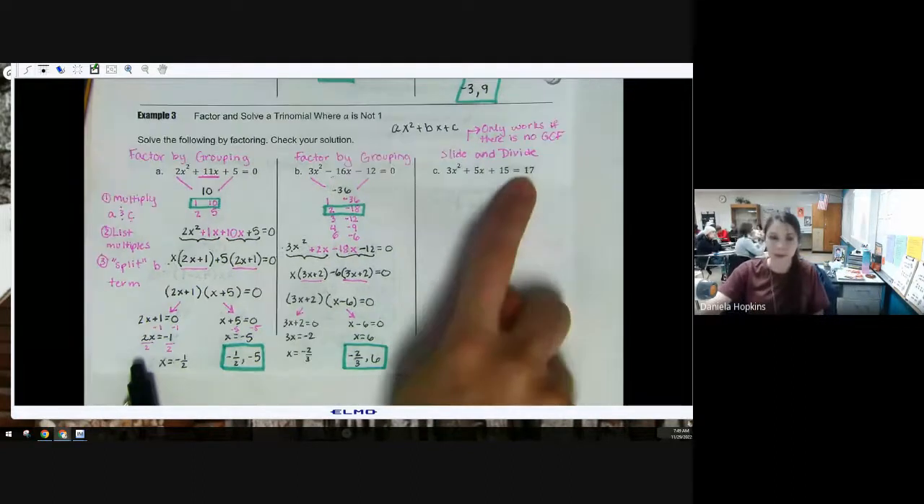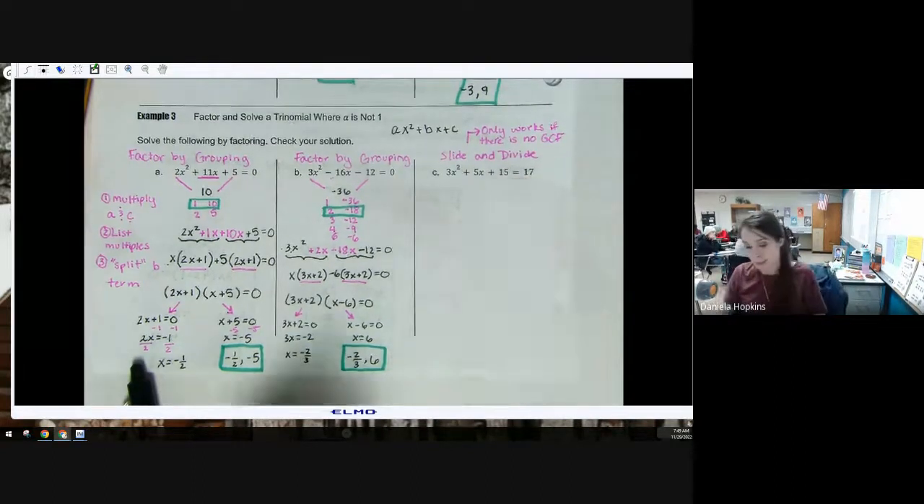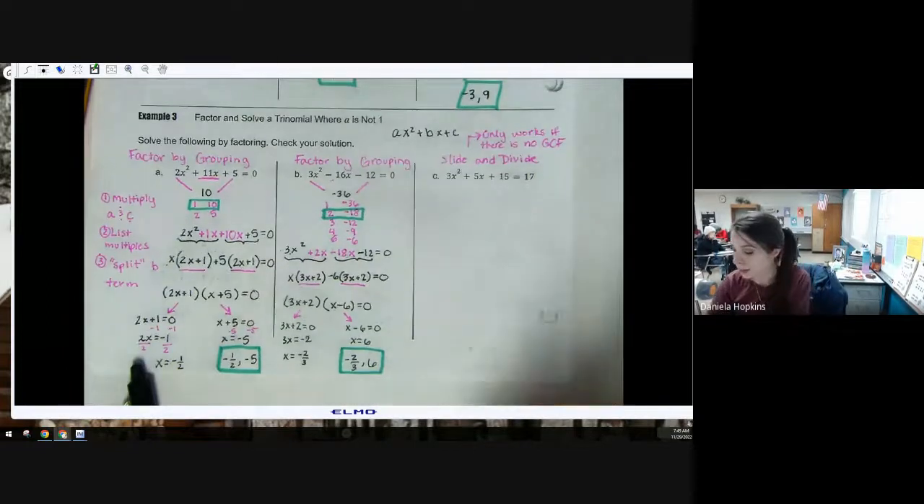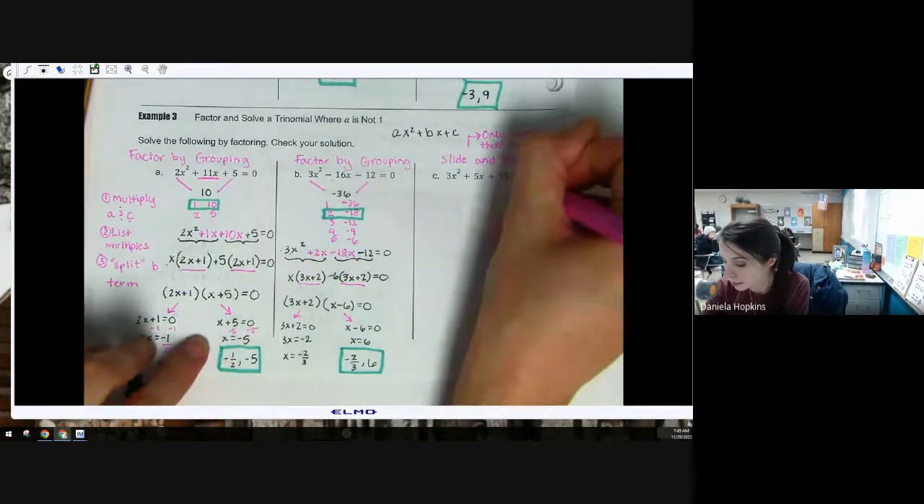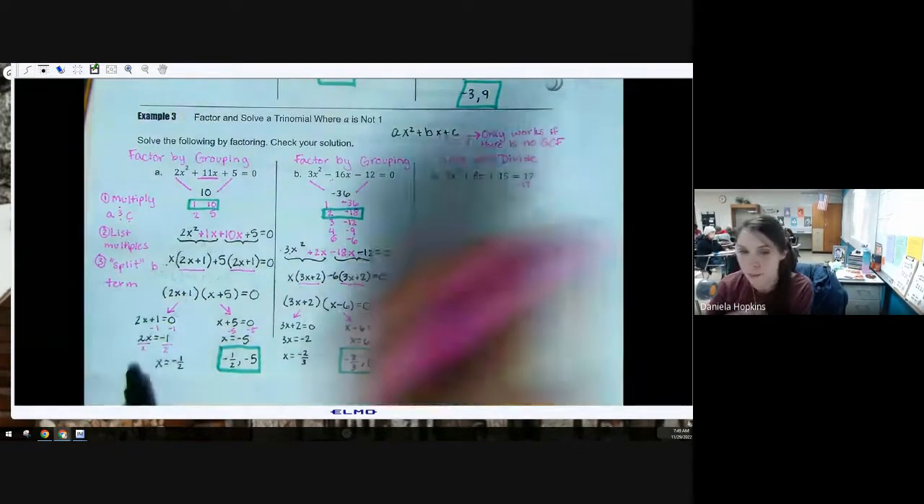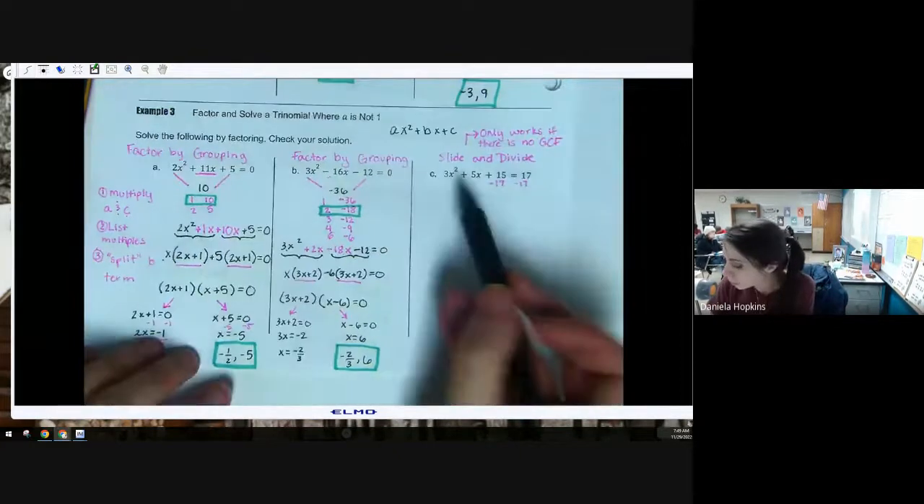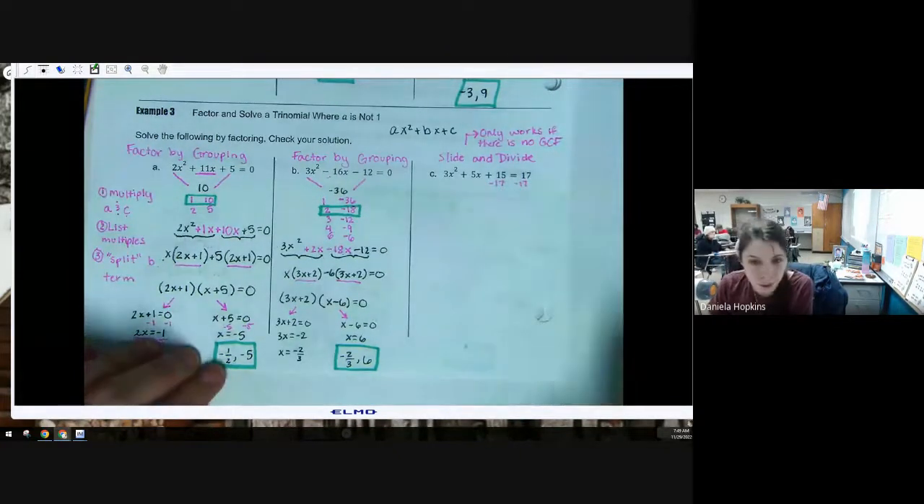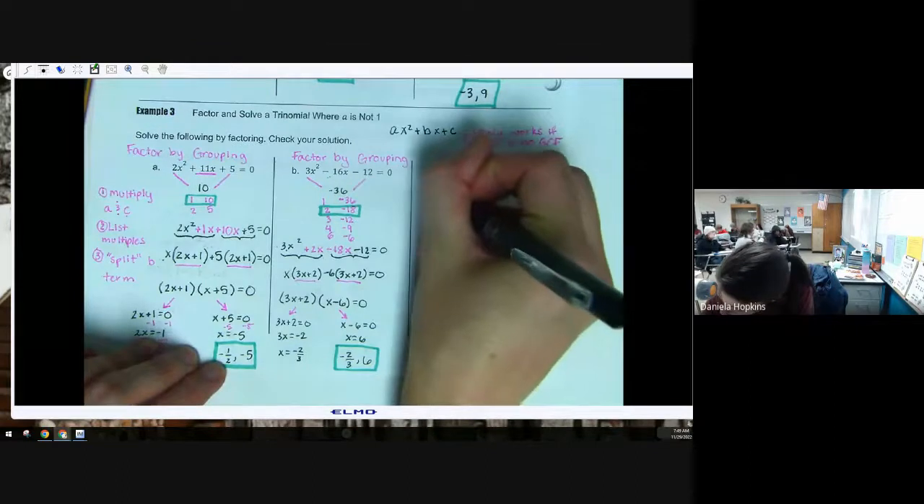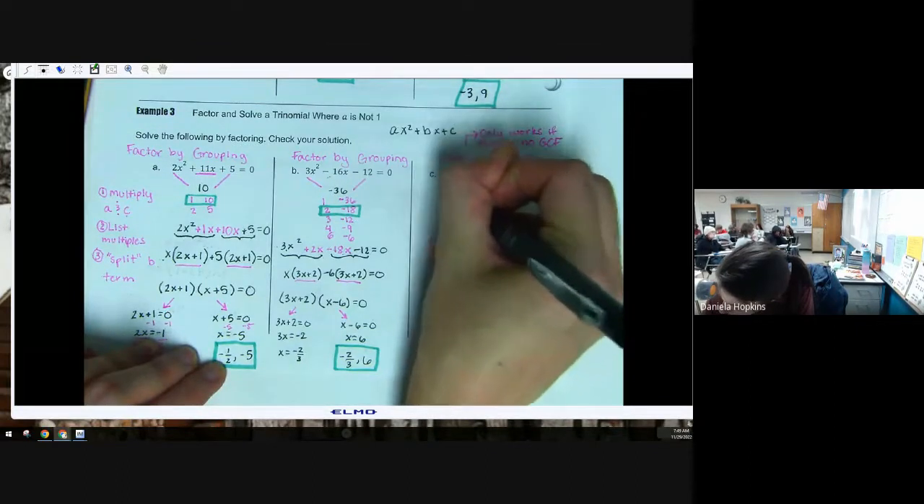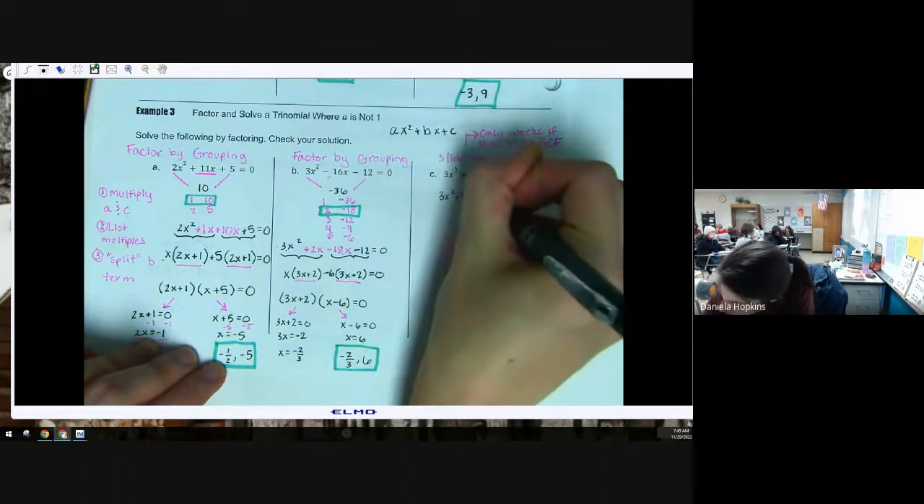So first of all, is this in standard form? No, I need to move this 17 over by subtracting 17 to start. Just a reminder, that can still happen. But that's good because 3 times 15 would have been a big number, and I don't really want to deal with that. So this is going to be 3x squared plus 5x minus 2 equals 0.